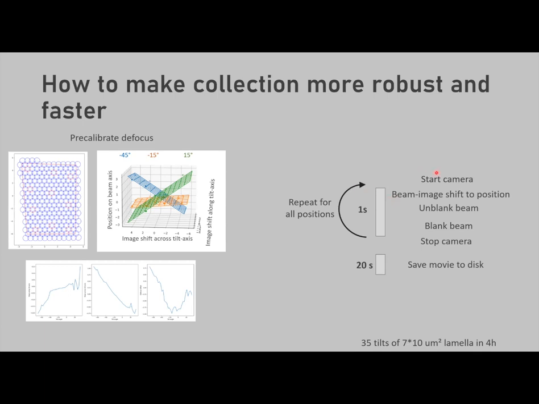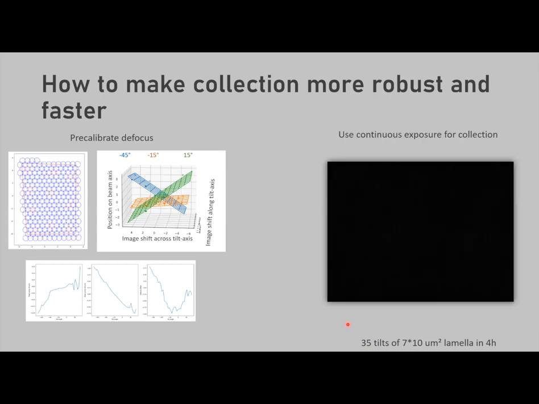So now I'm just starting the camera and then rapidly beam image shifting to every location, unblanking and blanking the beam, and then having the loop in there. For every position, I really only need that 1 second or half a second that the exposure actually takes. Saving that movie to disk will take a bit longer, but it's still quite a massive speedup. More recently, I have been able to collect full tilt series of 35 tilts in about 4 hours, which I think is a reasonable amount of time.